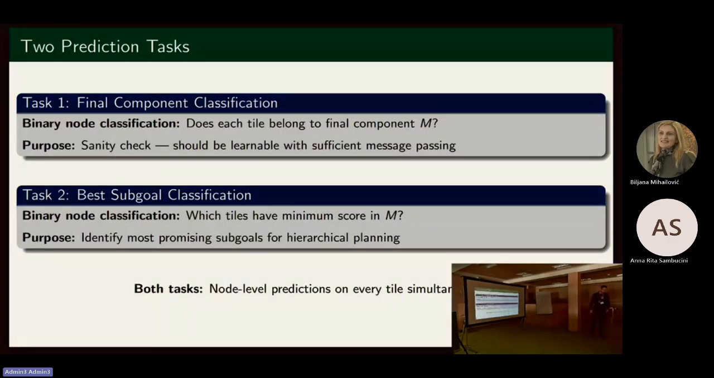We thought of two tasks to classify for our model. The first one is to simply classify which tiles belong to the final components. And the second task is to classify which one of these final components is actually the best subgoal, which one has the lowest score.